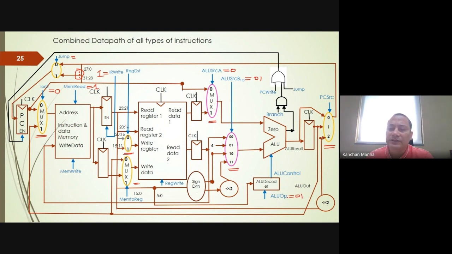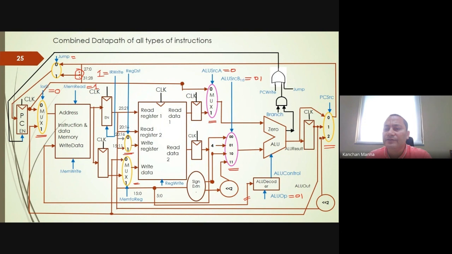So 0, 1. We'll discuss this when we talk about the ALU decoder, and we also discussed this in the single cycle when we designed the single cycle data path. Now you see this func field, right? This is the func field that is coming from the IR register. Okay, and then we'll perform the PC plus 4.